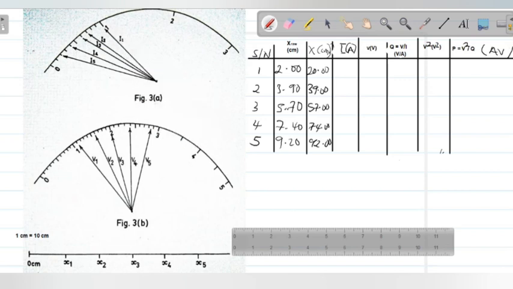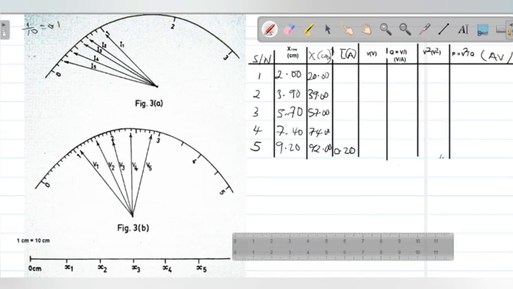Then for the current, we can read it from here. First, look at the division between the readings. This is 0 and this is 1. Just count the number of small lines between 0 and 1: 1, 2, 3, 4, 5, 6, 7, 8, 9, 10. So divide 1 by 10, that's 0.1. Each division here is 0.1. So I5 reads 0.2, and I'll record that as 0.20 to 2 decimal places.